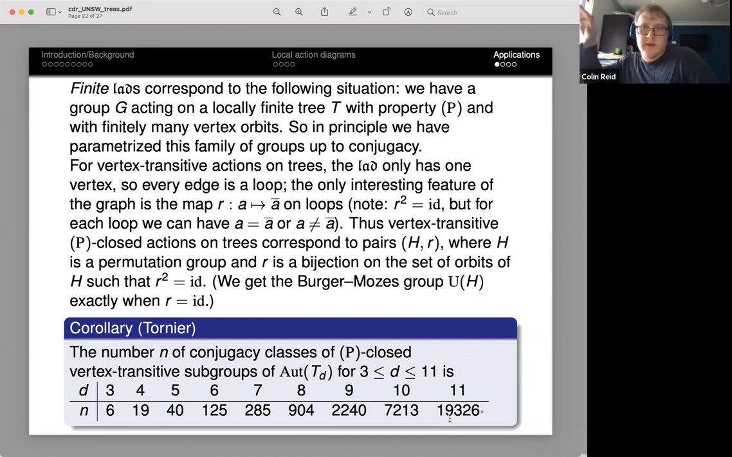We don't know what the sort of asymptotics of this sequence would be. I should say that the number of permutation groups has only been calculated up to about degree 18. So we probably couldn't continue this too much further anyway, just based on what's known about permutation groups.